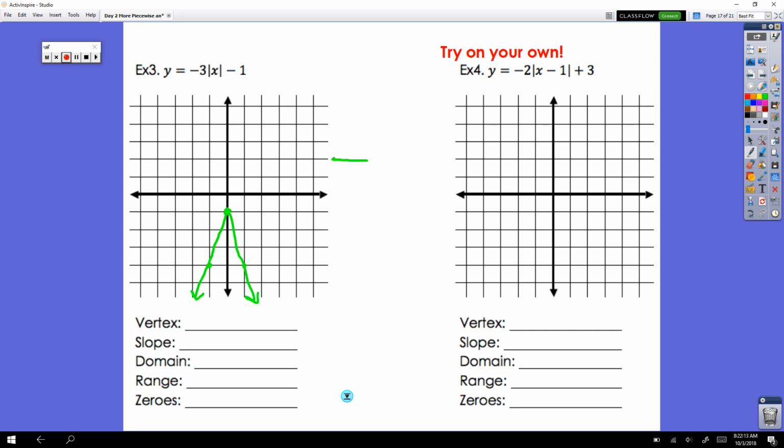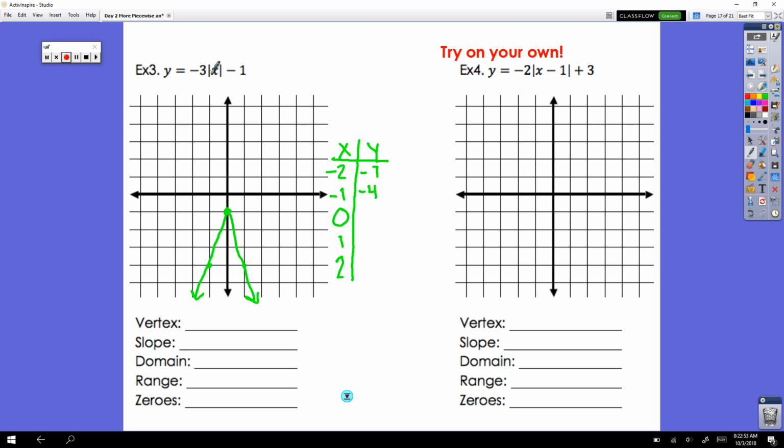Again, if we were to make a table, the other way of doing this, we already know where our vertex is at 0, negative 1. So since x is equal to 0, that's what we're putting in the middle, 0. We want to graph 2 things below, 2 things above. When we put negative 2 in for x, we get absolute value of negative 2, which is 2, times negative 3 is negative 6, minus 1 is negative 7. We put negative 1 in here. Absolute value of negative 1 is 1, times negative 3 is negative 3, minus 1 is negative 4.